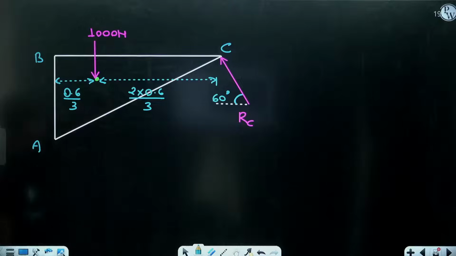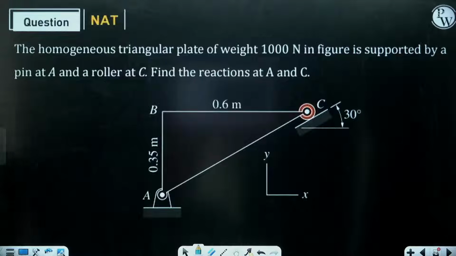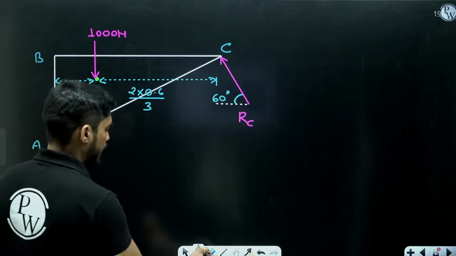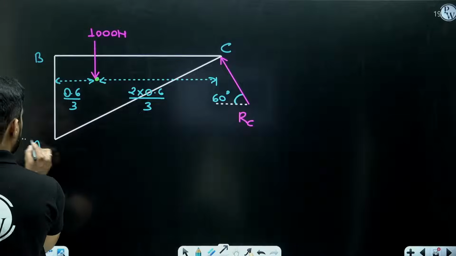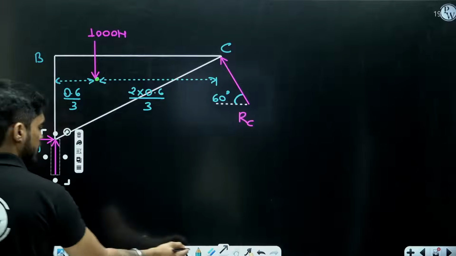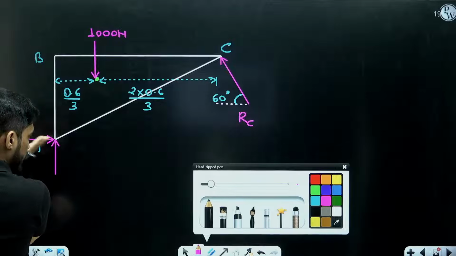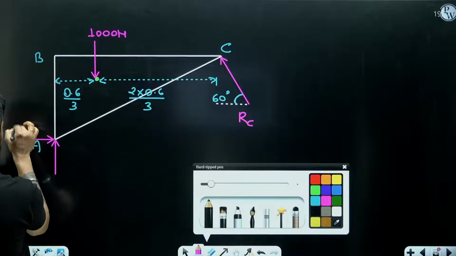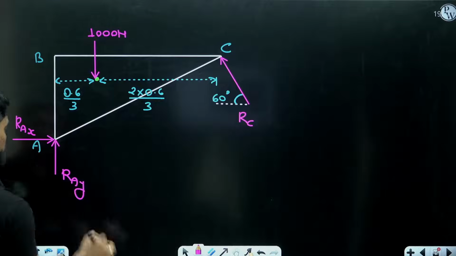Okay, normal to the surface. The surface was making 30 with horizontal, so the reaction is making 60 with horizontal. Now at point A, you will have two reactions. One is, let's say, like this, another one is, let's say, like this. This is just my assumption. I don't know whether the X direct reaction will be in this direction or this direction. I have just assumed it.